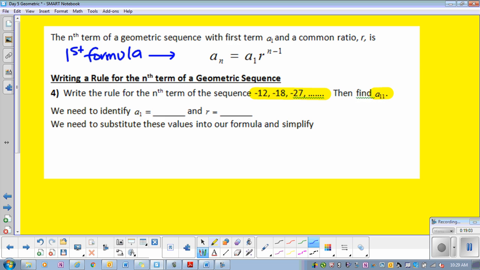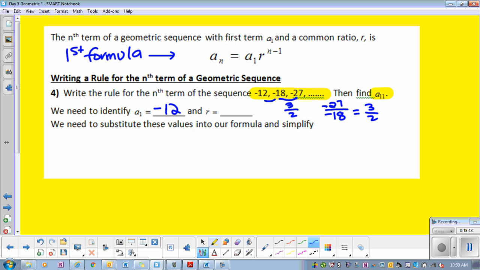First off, let's find a sub 1. What is the first number in that list? Good, negative 12. Now, what is R? Let's find R. Start from the back. Divide the one in front of it. What's negative 27 divided by negative 18? What'd you get? Put it in the calculator if you need to. 3 halves.